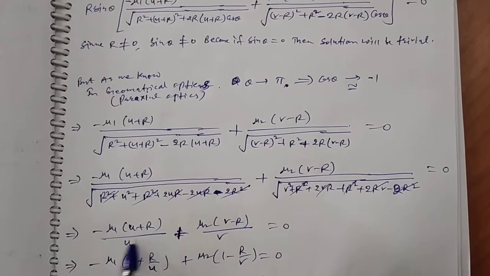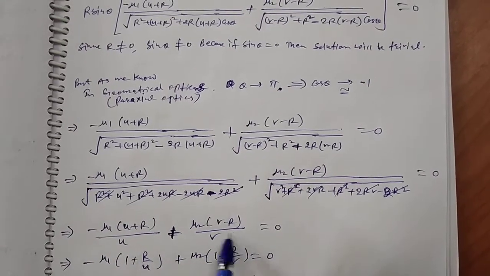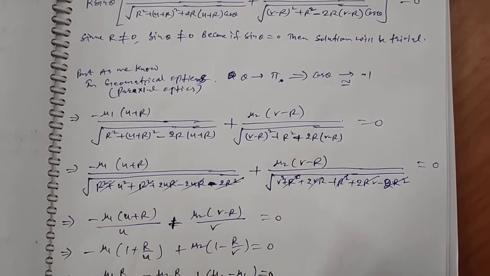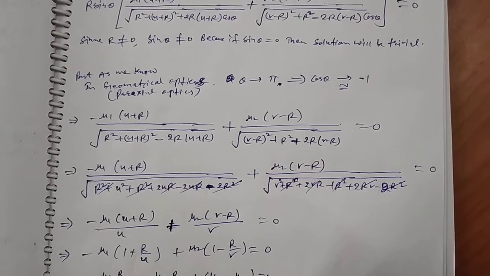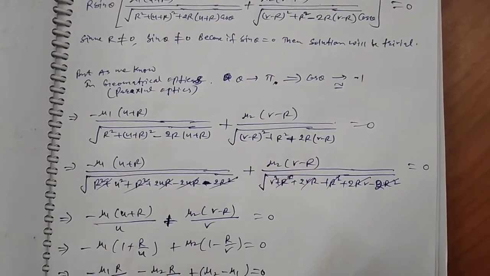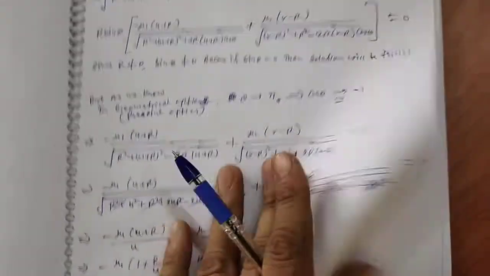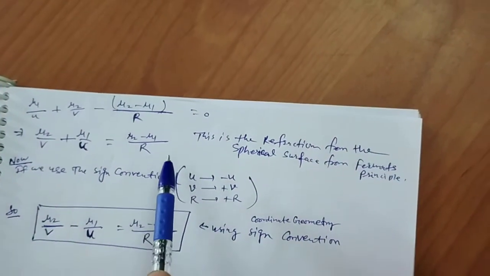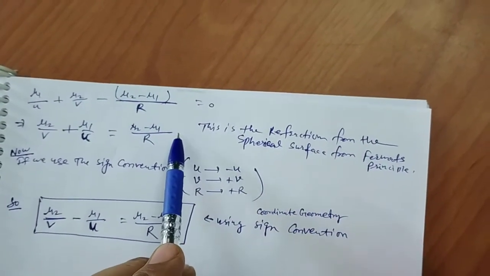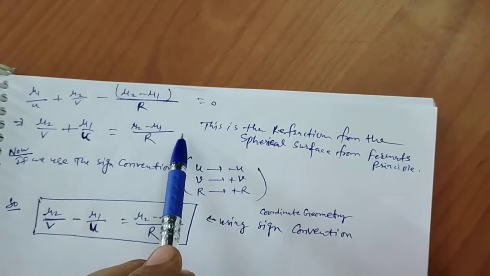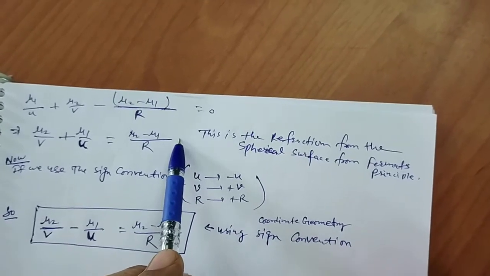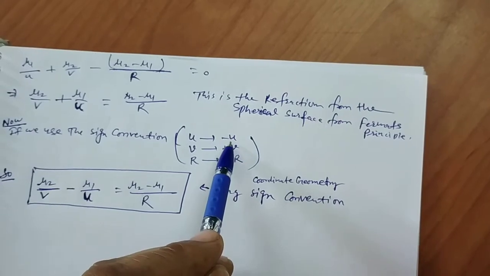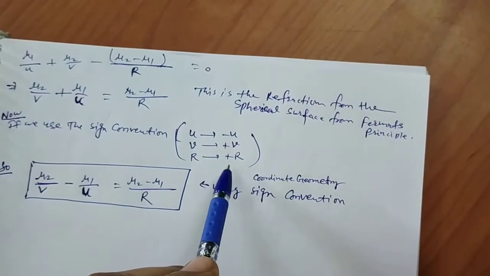mu1 (u plus R) upon u plus mu2 (v minus R) upon v. This can be written as like this. After rearranging this can be written as like this. Now R can be put below this. So finally we got this formula. Up to this, we have not used any sign convention, but if we use the sign convention, then u can be written as minus u, v can be written as plus v, R can be written as plus R.